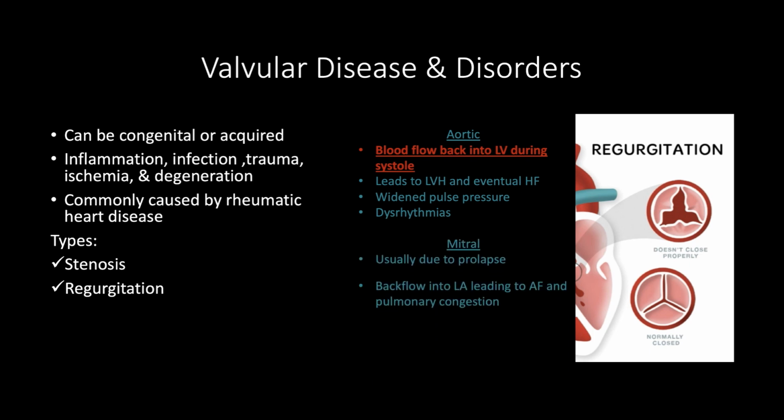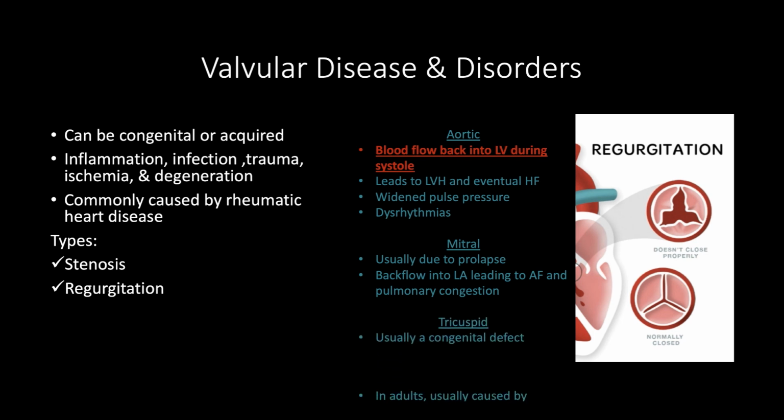With the mitral valve, this is usually due to prolapse, which is actually pretty common. And it's just that the leaflet in the valve is a little bit floppy and it squishes back a little bit, folds back. So you end up with backflow into the left atria, leading to heart failure and pulmonary congestion. With the tricuspid, this is usually a congenital defect. Instead of being a tricuspid, it ends up being something like a bicuspid and it doesn't function well. But when it's seen in adults, it's usually caused by pulmonary hypertension.